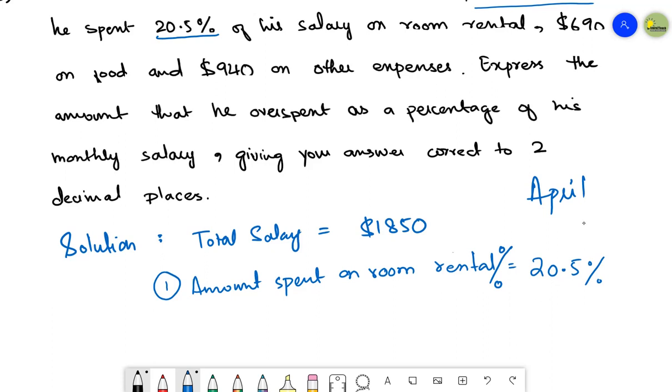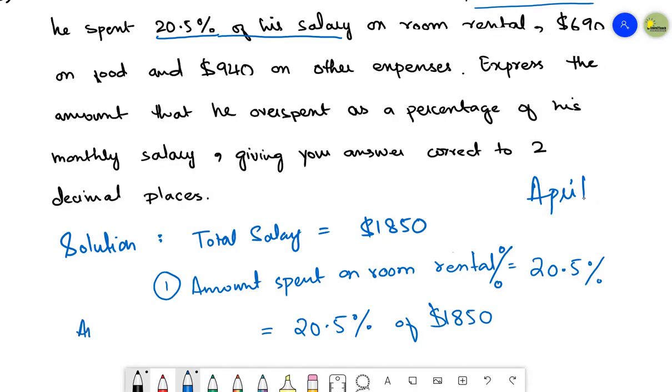What we can do, we can find out its exact amount in terms of number, right? How can I do that? If I want to find out the exact amount, not in terms of percentage, I can do it like this: 20.5% of 1850, that is his salary. We know that his salary is 1850 and he has expended 20.5% out of his salary. It means that he spent 20.5% of $1850. This is how we can find out the exact amount.